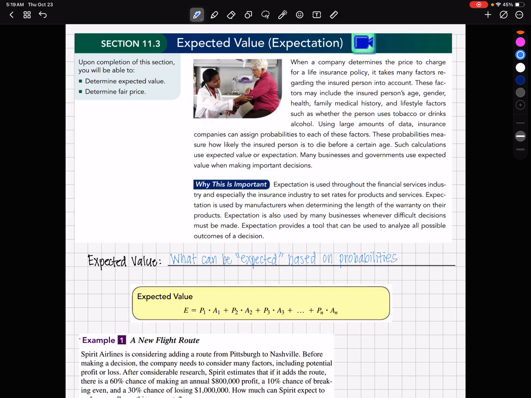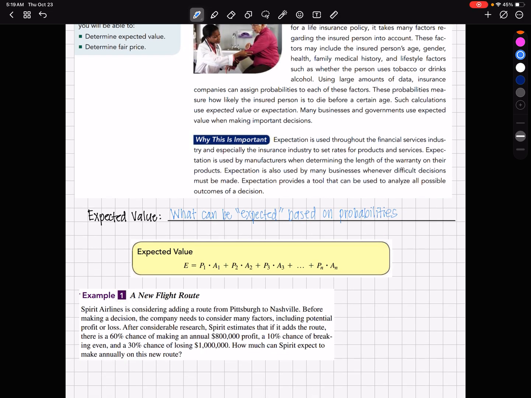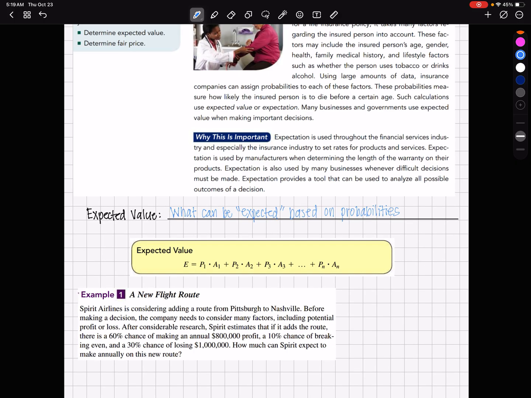So expected value is something that companies will use to determine what they should expect based on probabilities. So many times financially is what companies are going to need to budget. So they need to expect what their incomes might be, what their expenses might be, all based on probabilities. So what we're going to do in this lesson is we're going to try and find those expected values. And we're going to start with a few examples.